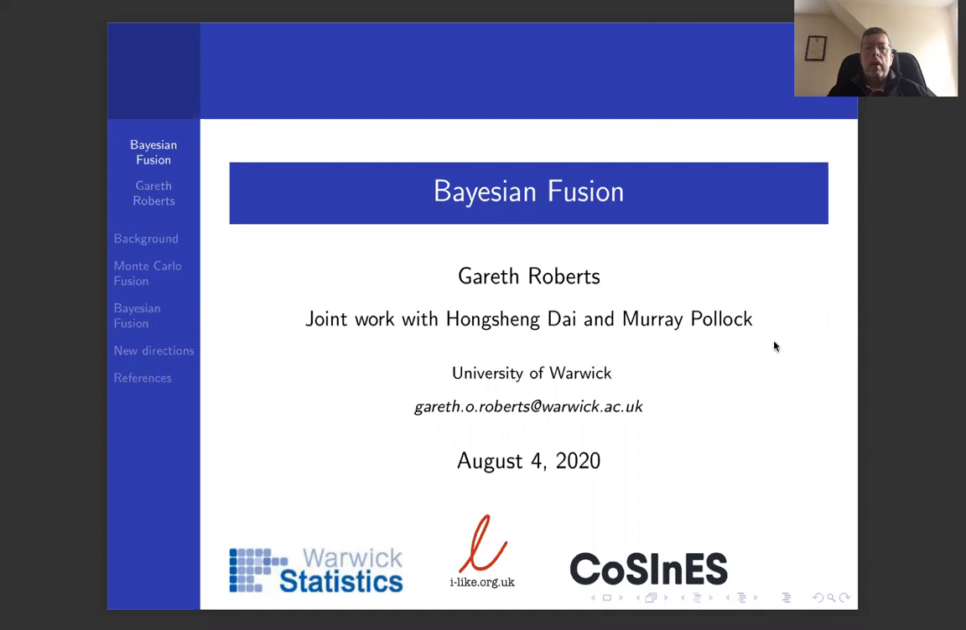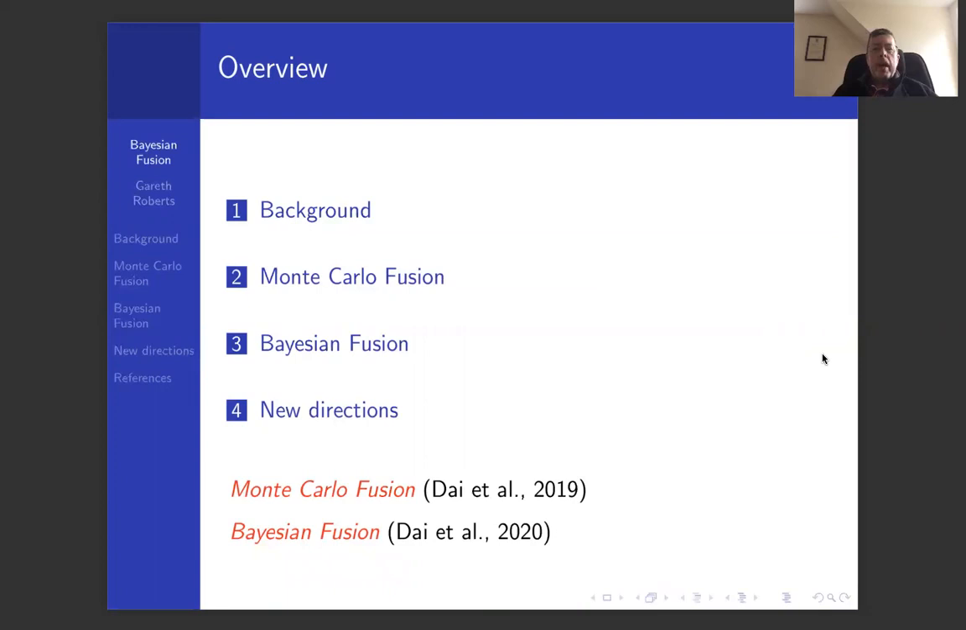So this is an overview. I'll first of all give a background motivation into the problem. I'll then go on and introduce the Monte Carlo fusion algorithm, which was the original idea which motivated and inspired the Bayesian fusion algorithm, which I'll then go on to describe in more detail. I'll finish the talk with some new directions and things that we're hoping to do in the near future as part of the fusion project.